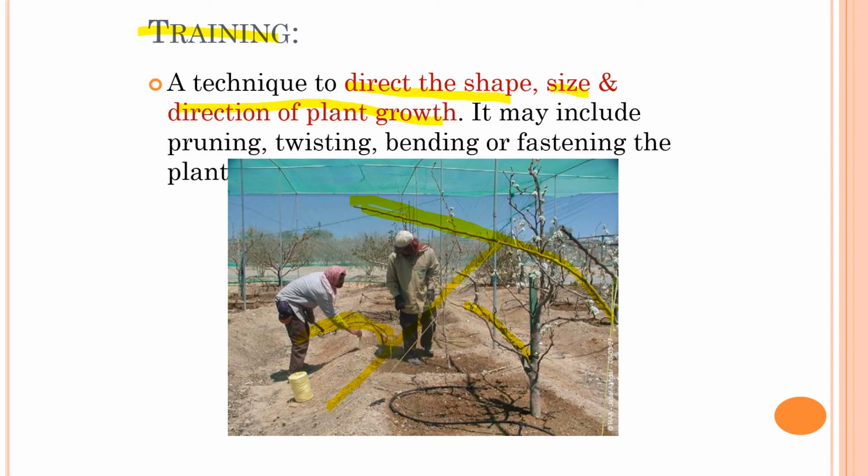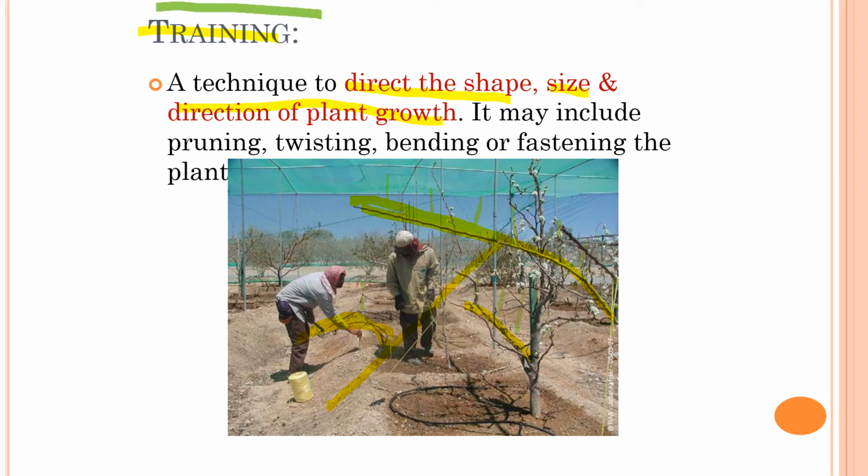Now the growth, instead of going up along this branch, it's going to go like this along the branch. Nothing will grow at the bottom. All of them will go upward because I tie it like that. So the branches here also go like this. Okay, so that is called training.